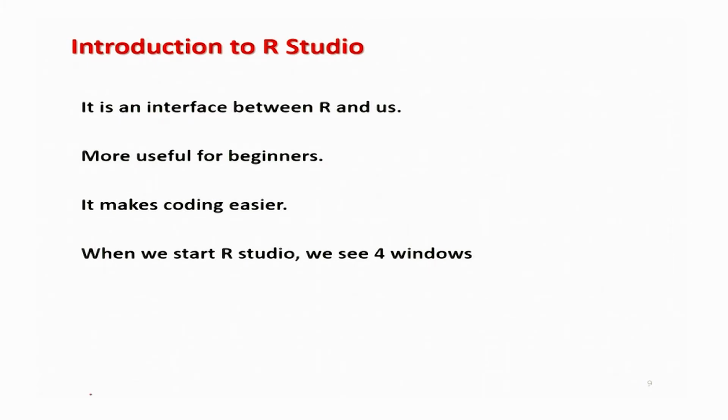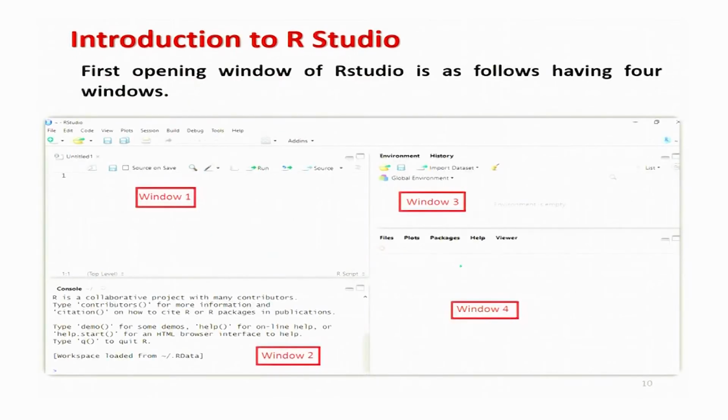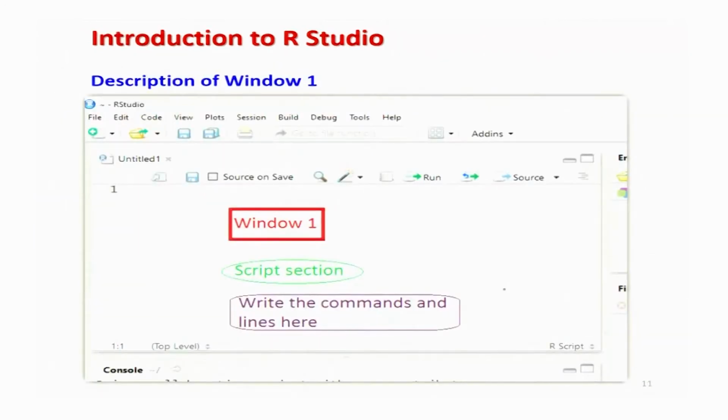So now you have a fair idea of what I was going to tell you, that this RStudio is a sort of interface between R and actually us, and it is more useful now, as you have seen, for beginners, and it makes the coding and programming easier. And when we start the RStudio, we see these following 4 windows: Window 1, Window 2, Window 3 and Window 4. Now you will understand very easily what is really going to happen, right.